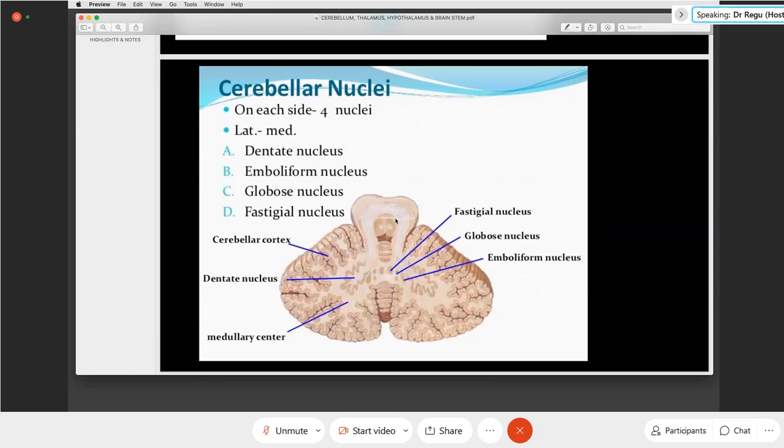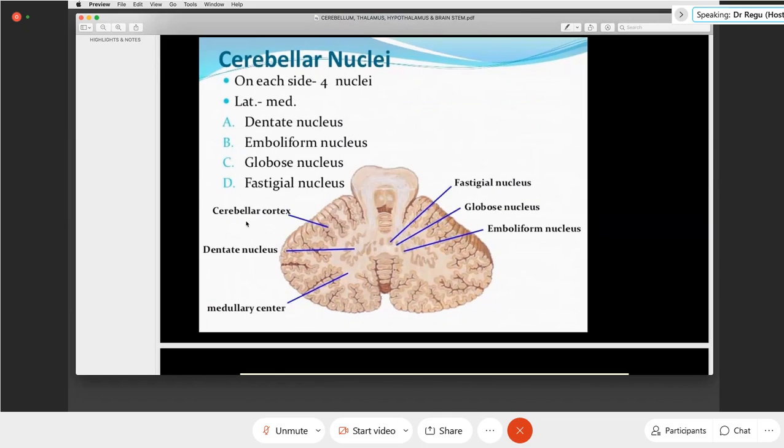In some textbooks they use the short form, "don't eat greasy foods," but I leave it to you guys if you want to use this short form, because sometimes for me personally, I end up remembering the short form but I forget what it stands for. All right, but up to you guys. So these are the names of the deep cerebellar nuclei from lateral to medial: dentate nucleus, emboliform nucleus, globose nucleus, and fastigial nucleus.